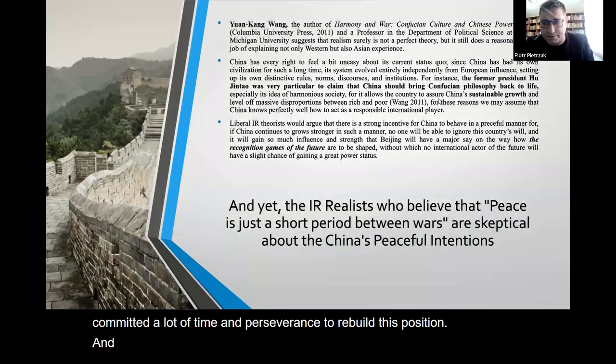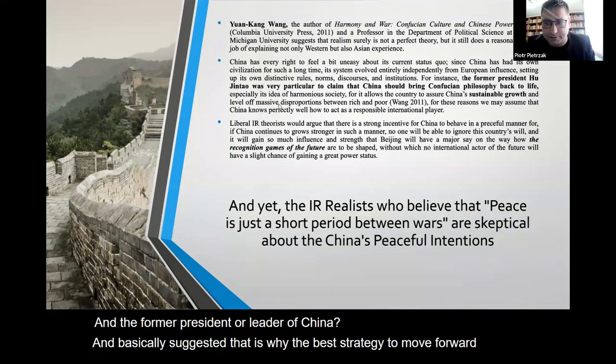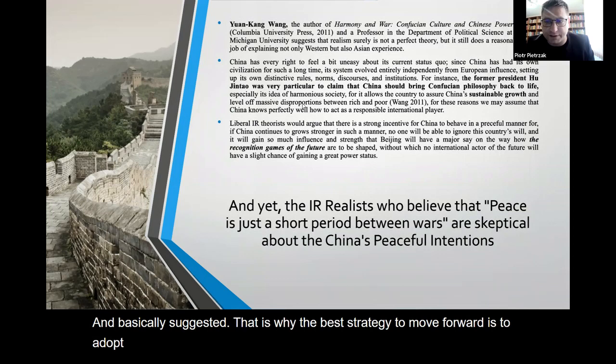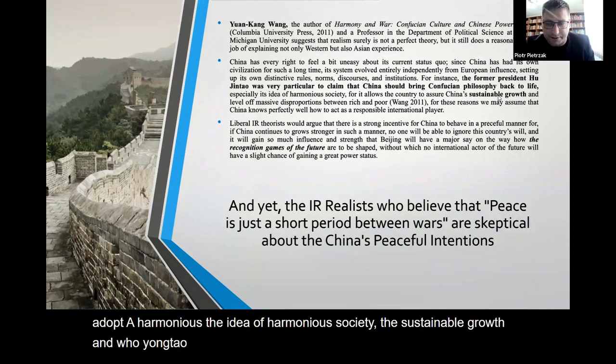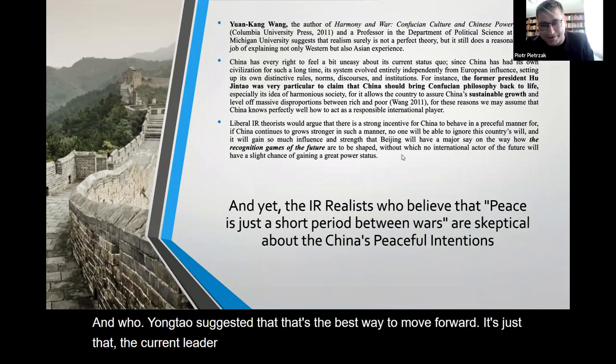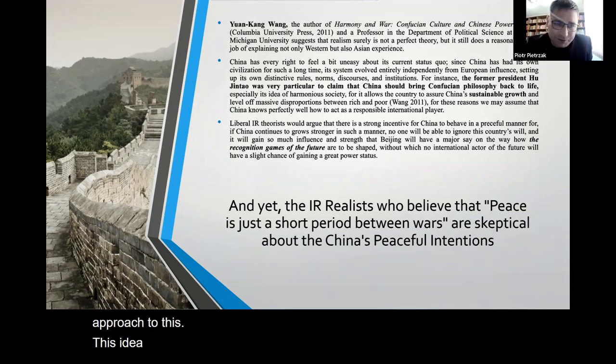And the former president or leader of China basically suggested that the best strategy to move forward is to adopt the idea of a harmonious society, sustainable growth. And Hu Jintao suggested that that's the best way to move forward. It's just that the current leader of China, Xi Jinping, has a little bit different approach to this idea. And I'm not sure to what extent he's happy to engage in the recognition games of the future.